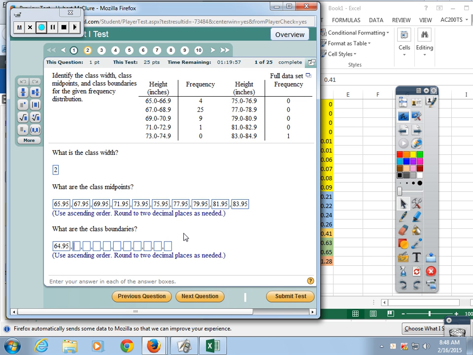And now we just add our class width, which would be 66.95. Then 68.95. Then 70.95. 72.95. 74.95.